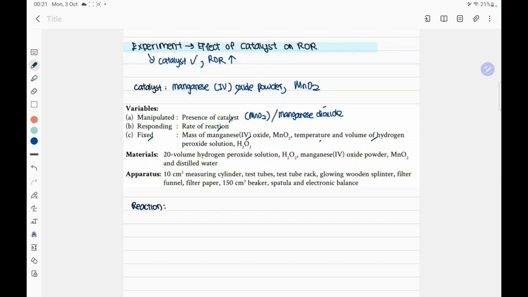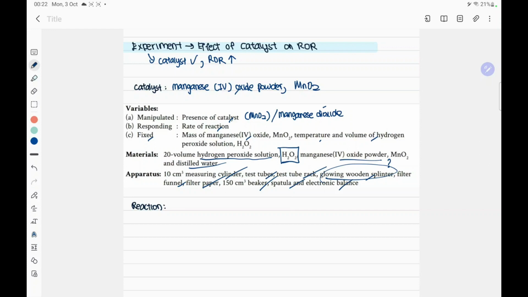The materials we need are hydrogen peroxide solution, H2O2, the catalyst, which is the manganese(IV) oxide powder, and distilled water. The apparatus are the measuring cylinder, test tube rack, glowing wooden splinter. Why do we need a glowing wooden splinter? I'll explain it later. Also filter funnel, filter paper, beaker, spatula, electronic balance.